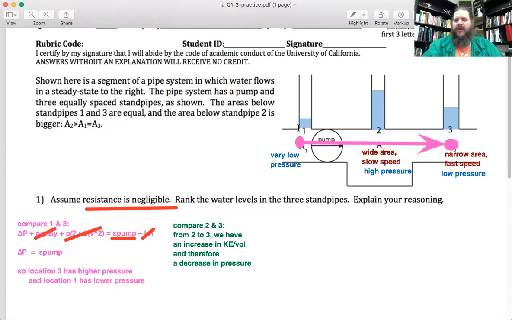And in general, if you're comparing multiple locations, keep in mind Bernoulli equation is all about comparing 2 locations. So try pairing them off. Compare 2 and 3, 1 and 2, 1 and 3, whatever pairs are useful to try out until you're able to rank all of them in order.